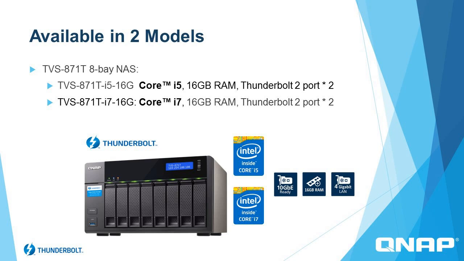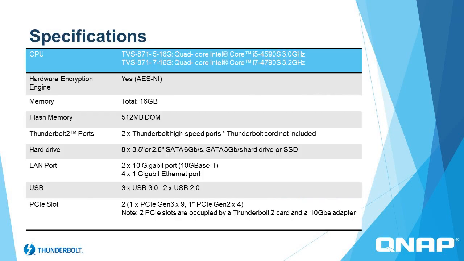Specifications. So this is under the hood. This is what's going on underneath the hood of the actual Thunderbolt NAS. The CPU comes with an i5 or an i7, depending on your needs. Hardware encryption, yep, it comes with hardware encryption, so it's very safe. Memory, 16 gigs of RAM. Flash memory, 512. Thunderbolt 2 ports, it comes with two of them, not just one, but two. And I'm going to explain to you why two is better than one. Hard drives, 8. You can use 3.5 or 2.5 SATA drives, the SATA drives that we know and use every day, or it comes with SSDs as well. So you have the option.